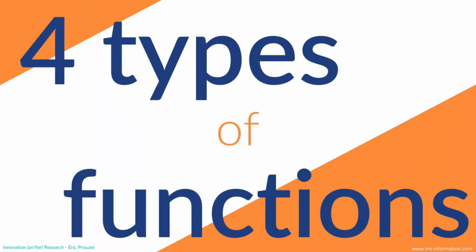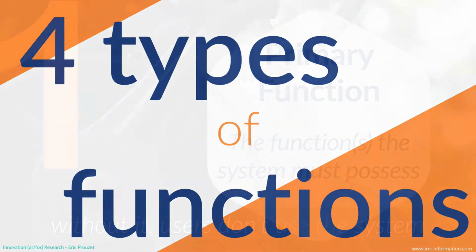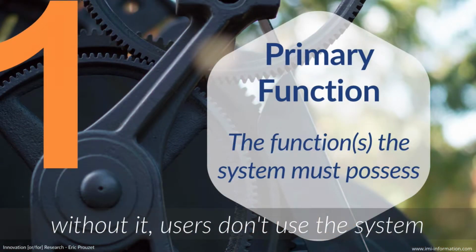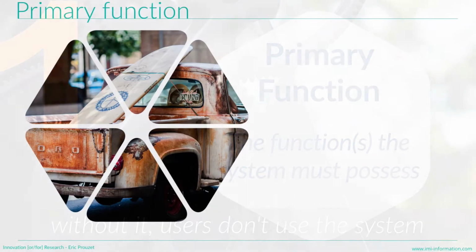Let's go back a little bit to the function and try to define 4 types of functions. First, the primary function is a function the system must possess. Without it, users don't use the system. Let's look at some examples.